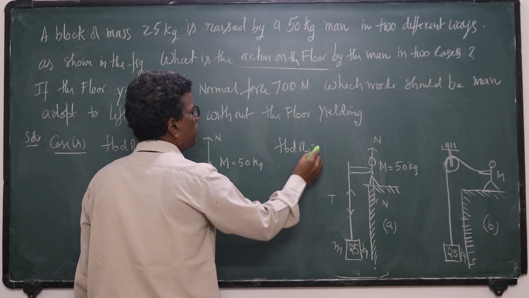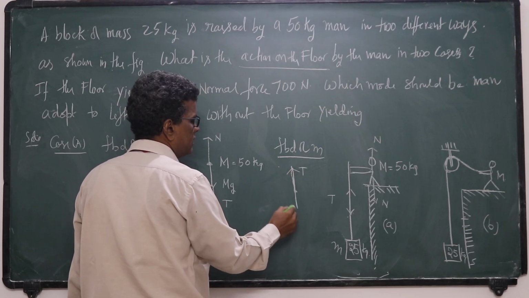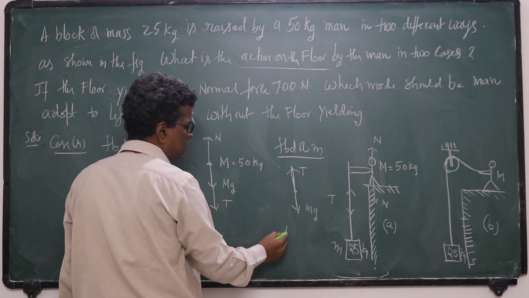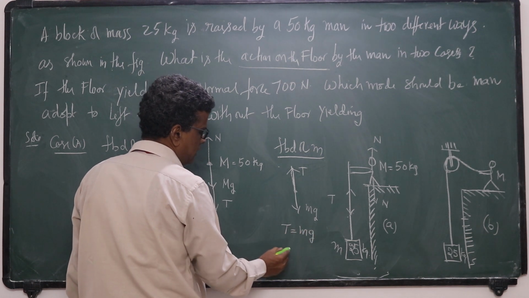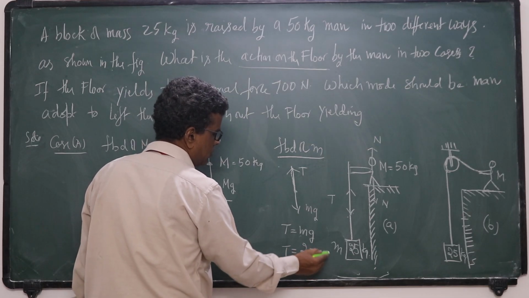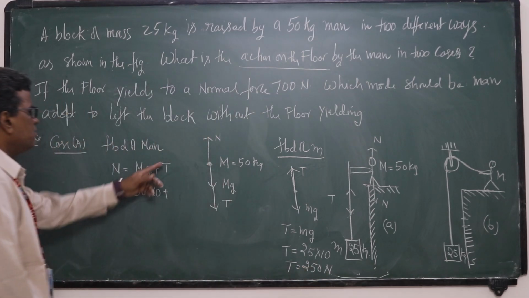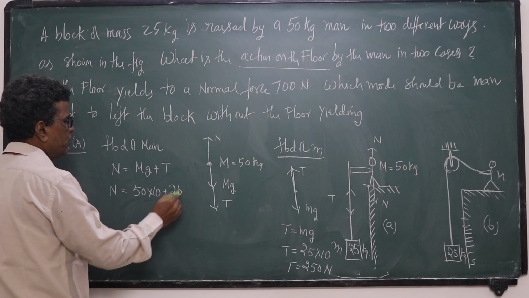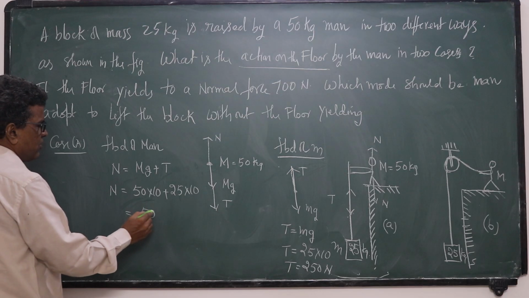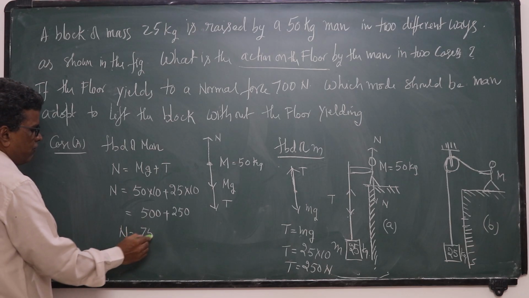FBD of small m. So what are the forces acting on this small m? So T up and its weight down mg. Since it is moving slowly up, pulling with a force F, this T is equal to mg. So what is mg? 25 into g, let it be 10. So that is T is equal to 250 newtons. Okay. So I will substitute, instead of T, 250 newtons. 25 into 10. So that is 250 plus 500. 500 plus 250. That is, N is 750 newtons.